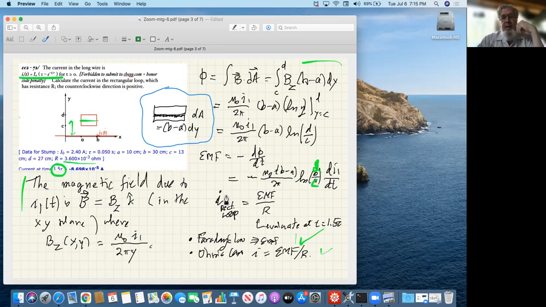You're supposed to calculate the current at the time 1.5 tau, where tau is a parameter here. Must be given in the problem someplace. Tau is 0.05 seconds. So you evaluate this derivative and then you plug in the number 1.5 times 0.05. So this is a typical problem involving Faraday's law. You use Faraday's law to determine the electromotive force, then you use Ohm's law to calculate the current, if that's part of the problem.